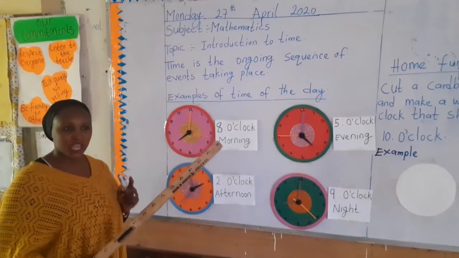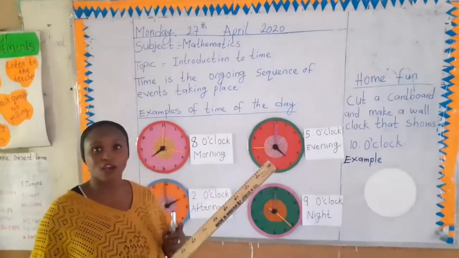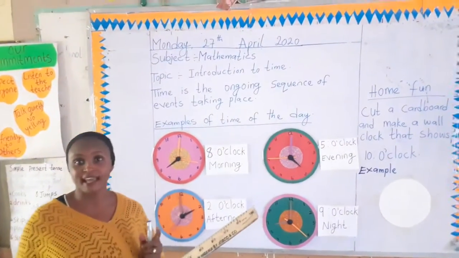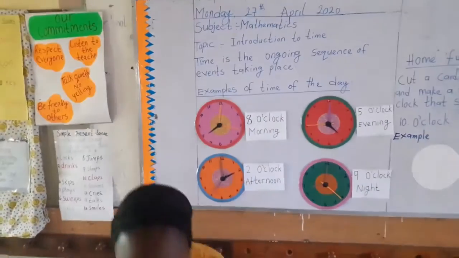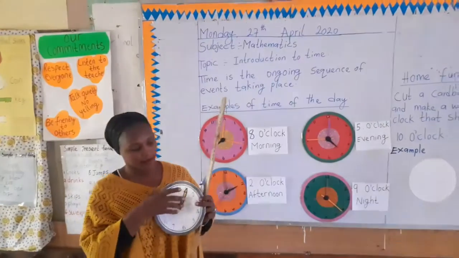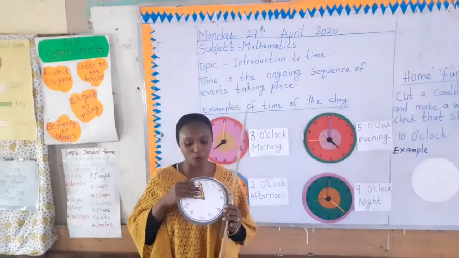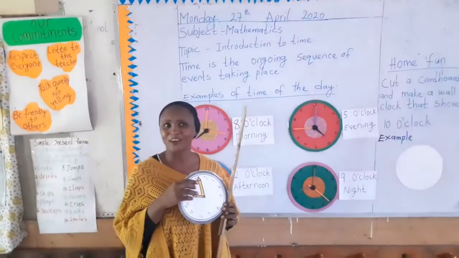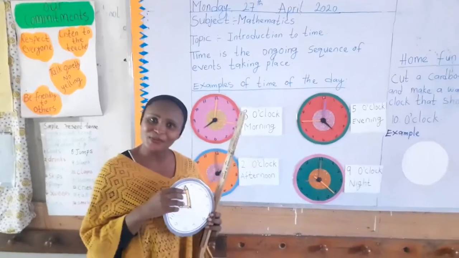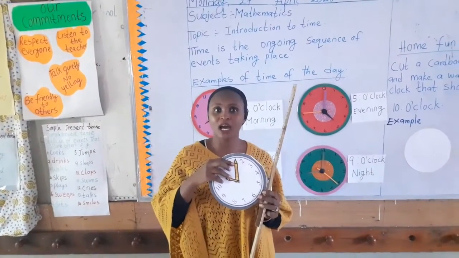Now, we measure time using a wall clock and a wrist watch. An example of a wall clock is this. This is my wall clock. You can check your home, check around your parlor. You will see a wall clock in your mommy's room, in your daddy's room. This is an example of a wall clock.